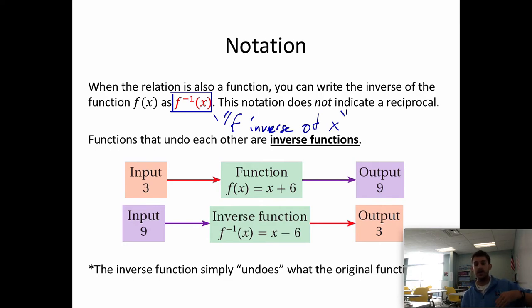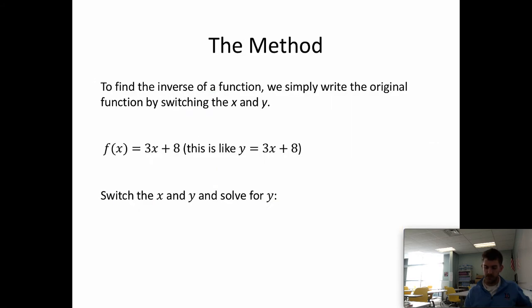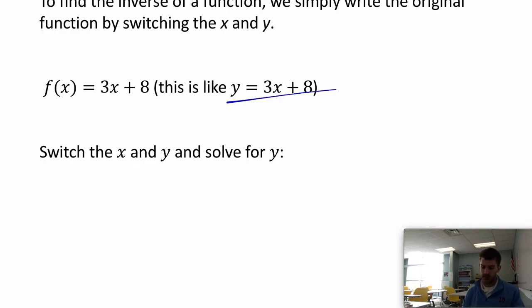You take that 9, plug it into the other function, you get an output back of 3. So in order to figure out how to make an inverse function, we're going to have to come up with a way of solving. Again, we're going to simply swap the x and the y just like we did in the previous part in our coordinates. So if we've got f of x equals 3x plus 8, it's as if it were y equals 3x plus 8. We're going to start by swapping the x and the y.